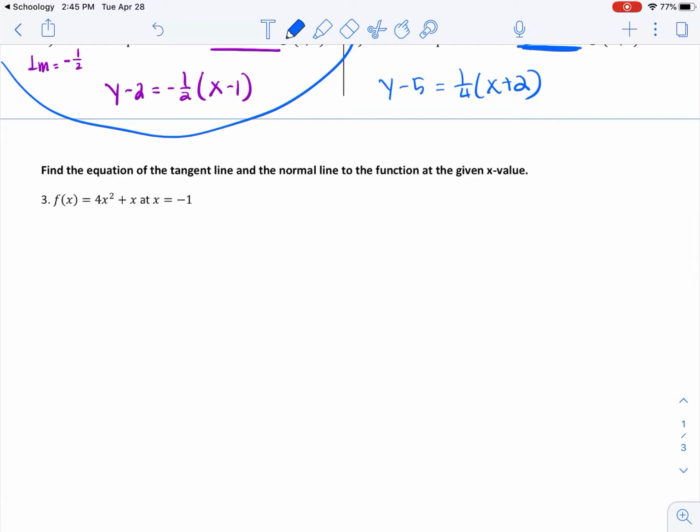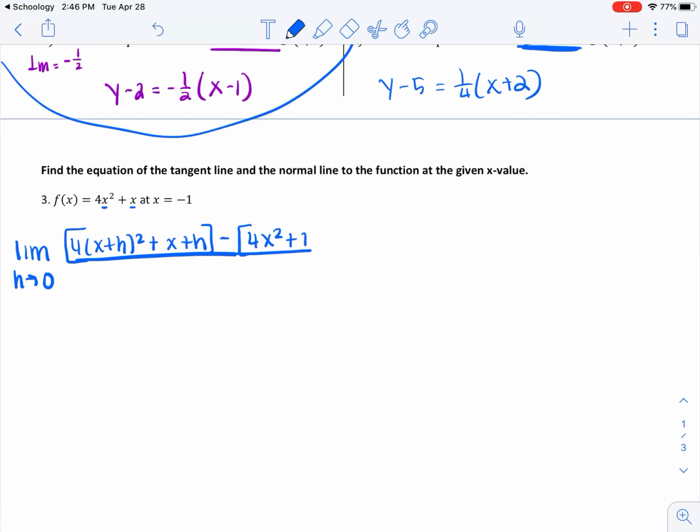Okay, so first off, I need to find the slope anywhere. To find the slope anywhere, I use the limit definition of the derivative. So I'm going to do the limit as h approaches 0 of, I need f of x plus h. So I'm plugging in x plus h right here and here. So I have 4 times x plus h quantity squared plus x plus h minus f of x, which is 4x squared plus x all over h.